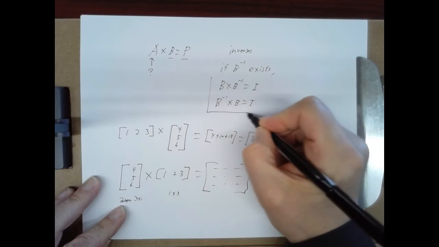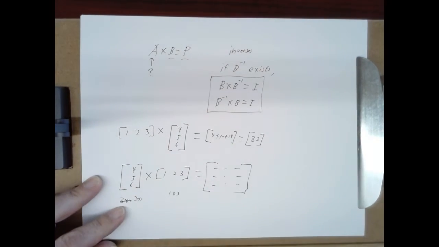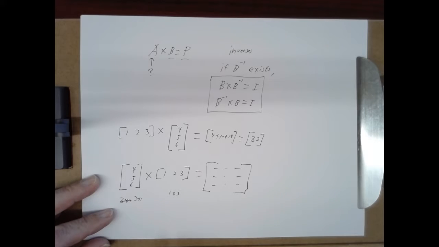But for inverses, we can multiply either side by the inverse, and we get the identity. And the inverse is just a matrix that when you multiply by B, you get ones down the diagonal and zeros everywhere else.